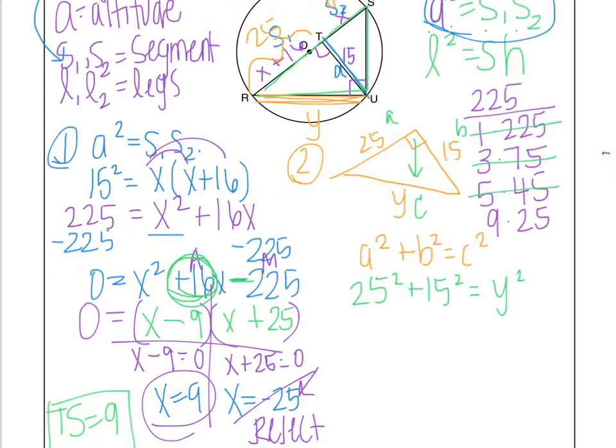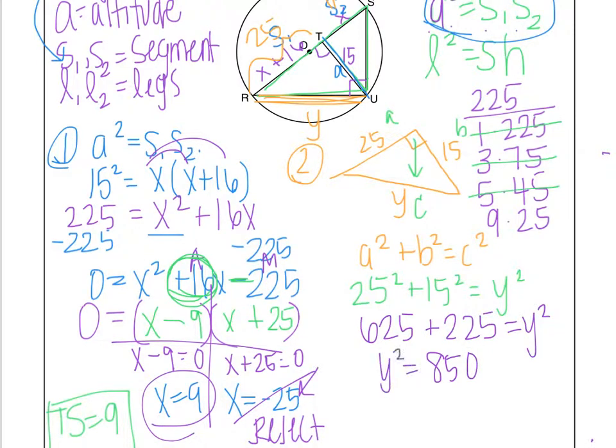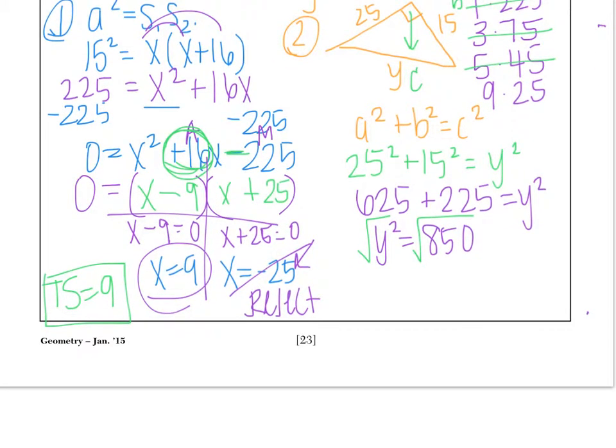So 25 times 25 gives us 625 plus 15 squared, which is 225, equals Y squared. 625 and 225 give us a total of 850, which is equal to Y squared. In order to get Y by itself, we have to square root both sides. But if you try to type in square root of 850, you'll notice that it gives you a nasty decimal, which is kind of the reason why they said write the answer in simplest radical form.